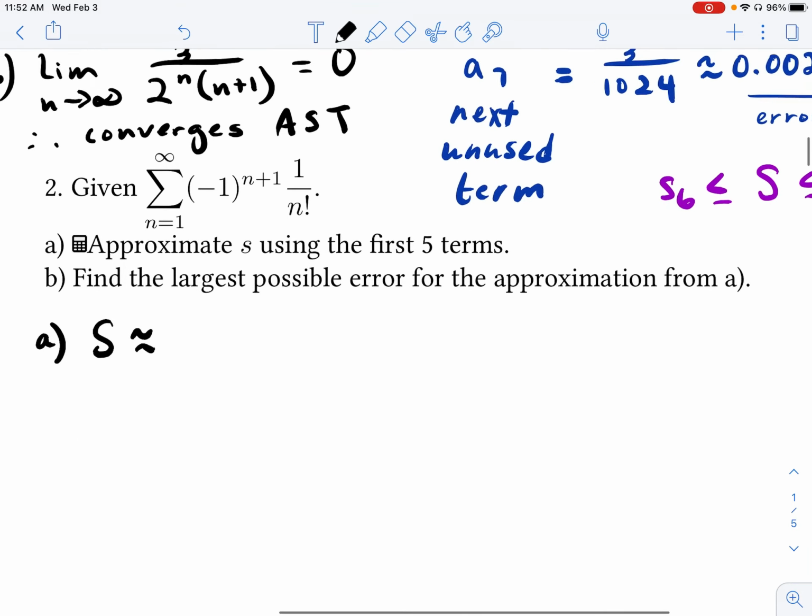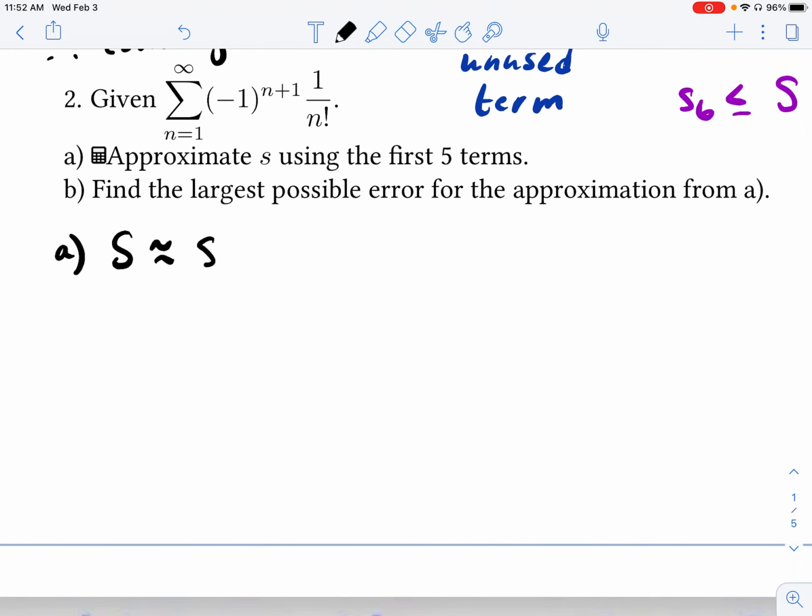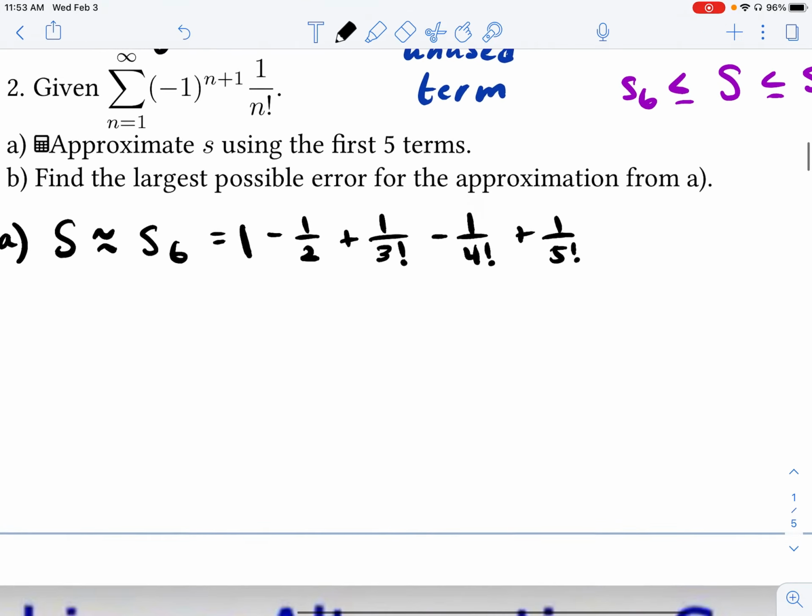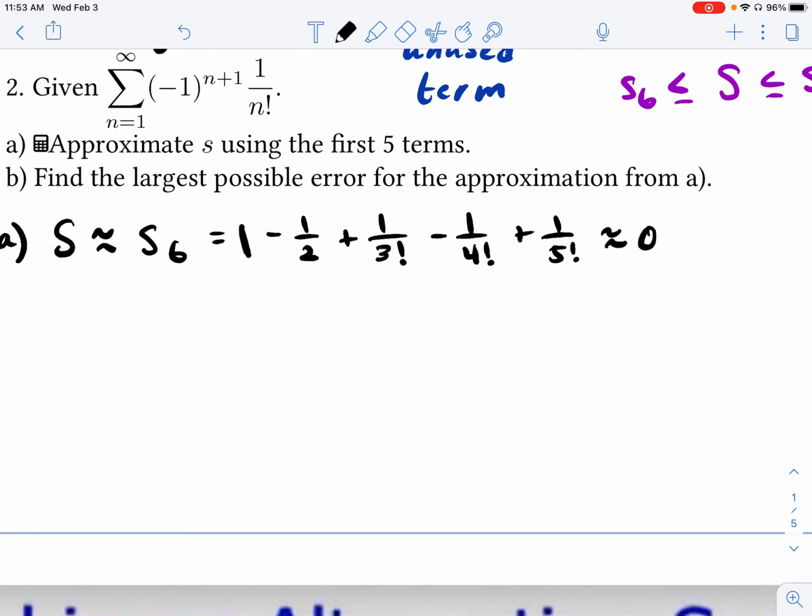Okay, and I just want to make sure I did something right up there. My 5th partial sum is the sum of the following. 1, and the next term would be 2, plus 1 over 3 factorial, minus 1 over 4 factorial, plus 1 over 5 factorial. Oh, actually, not so on. It's a partial sum. Sorry about that. Now, if I add up all those terms, I get approximately 0.63 repeating. So there is our approximation, right? We're saying our sum is going to be really close to this number.